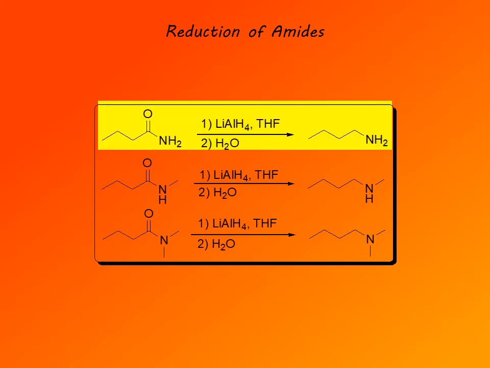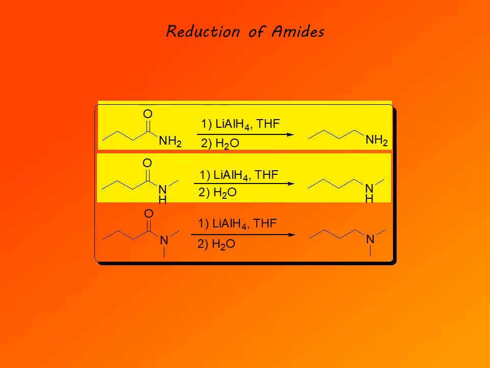So as you can see from these examples, a primary amide upon treatment with lithium aluminum hydride and aqueous workup gives a primary amine. A secondary amide, again under the same conditions, treatment with lithium aluminum hydride and aqueous workup produces a secondary amine. And a tertiary amide upon treatment with lithium aluminum hydride and aqueous workup gives a tertiary amine.